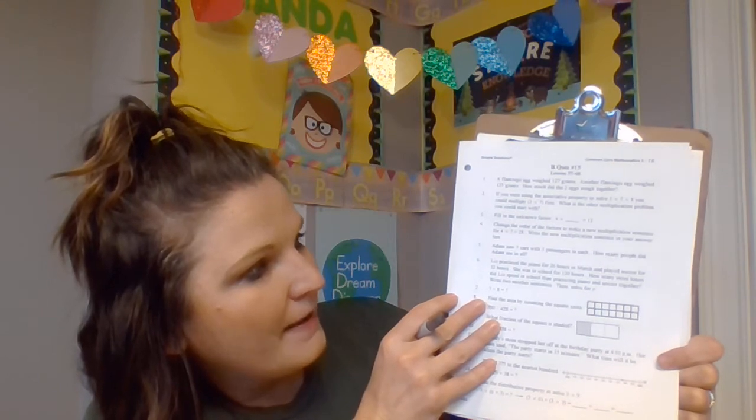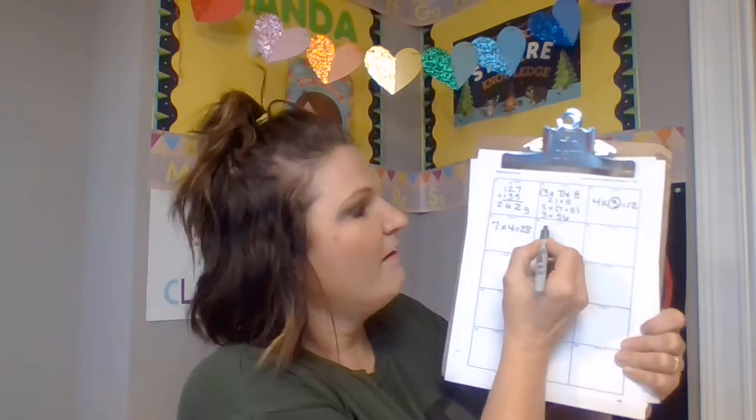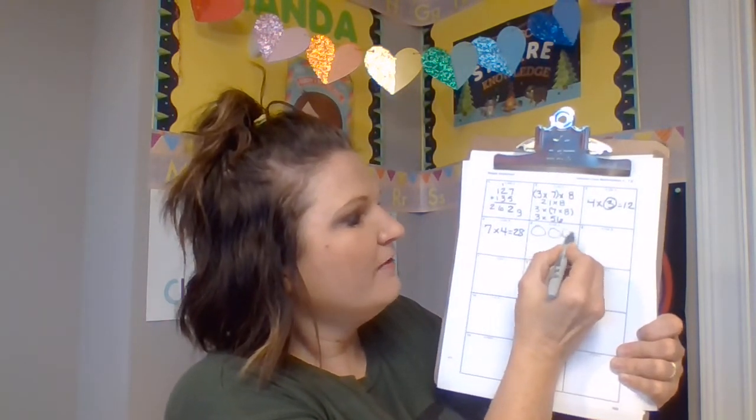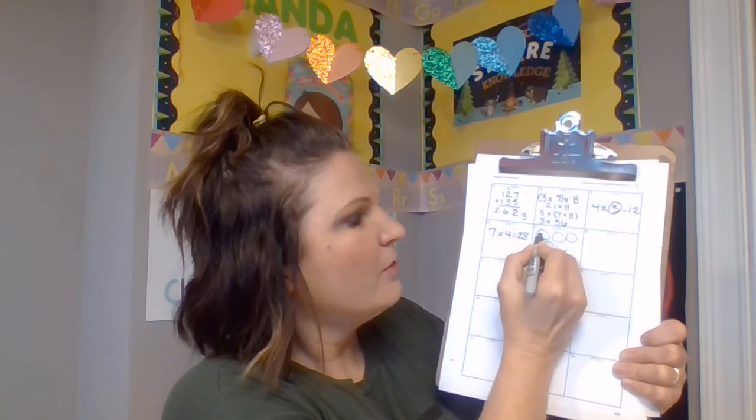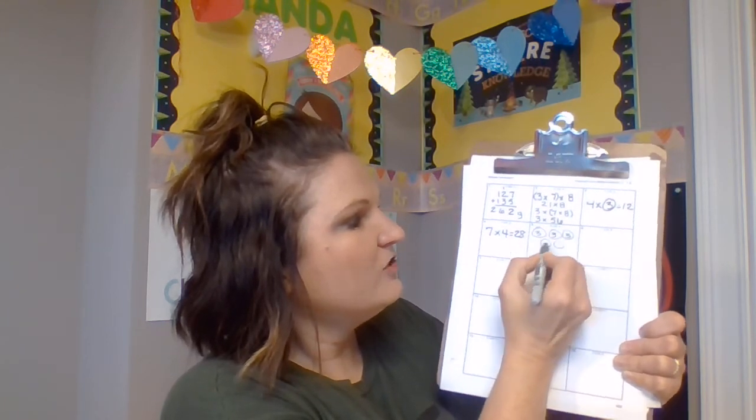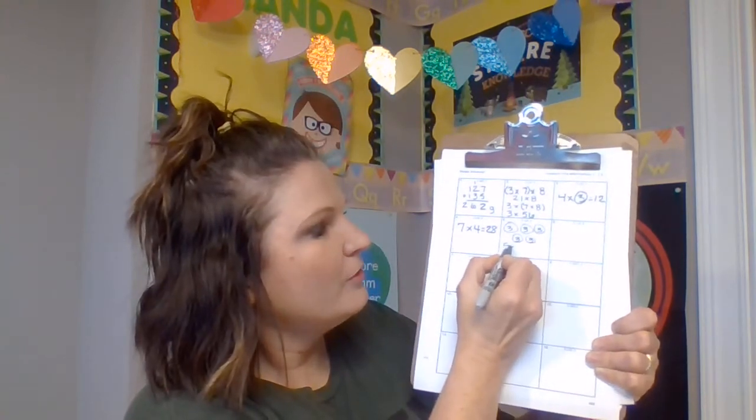Number 5. Adam saw 5 cars with 3 passengers in each. How many people did Adam see in all? Okay, so if there are 5 cars, 3 in each car, that is 5 groups of 3, and 5 groups of 3 is 15 people in all.